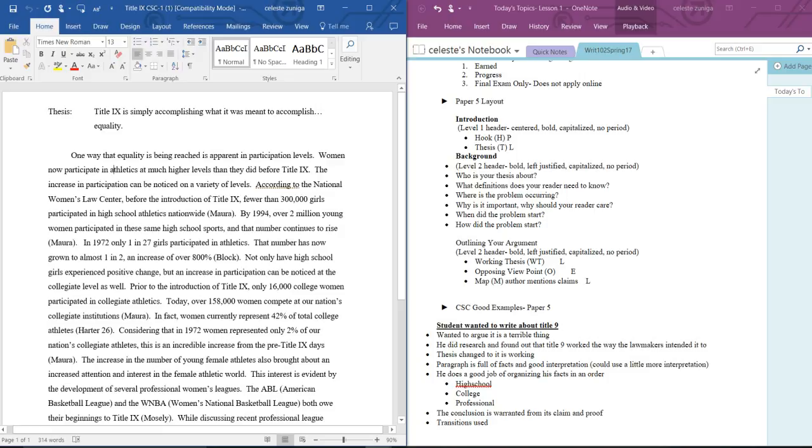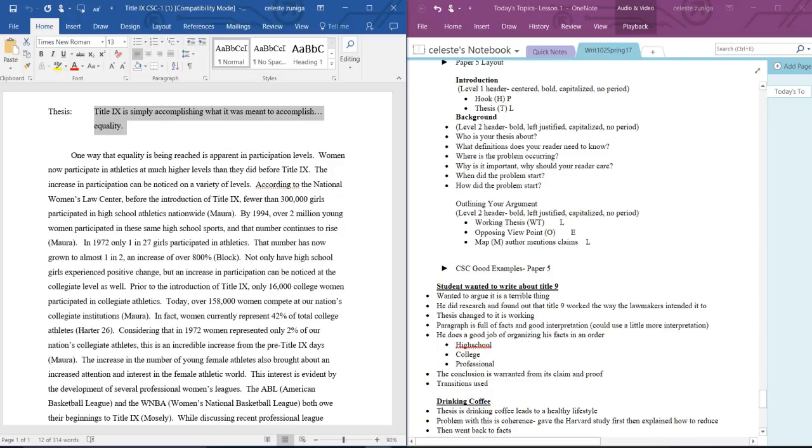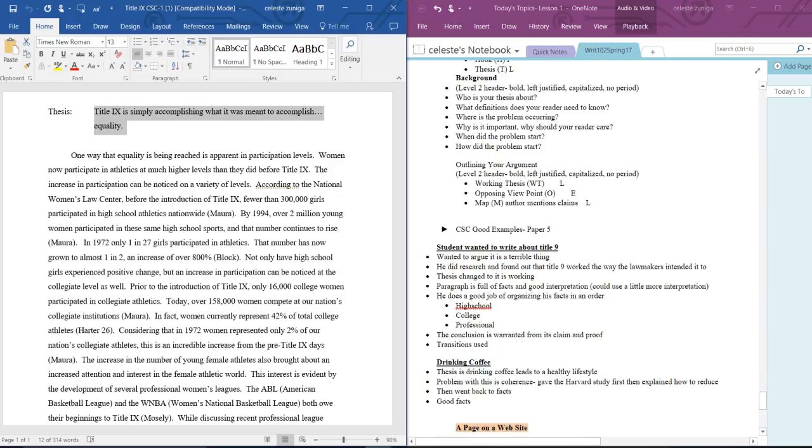So the main thesis is that Title IX is simply accomplishing what it was meant to accomplish, equality. Now, the student originally started out arguing that Title IX was not accomplishing what it meant to accomplish. So the student actually did a bunch of research and found that he was wrong. When he was wrong, he changed his thesis. Awesome job. That is what you're supposed to do. You're supposed to be flexible enough and unbiased that if you find yourself wrong, you change your mind.